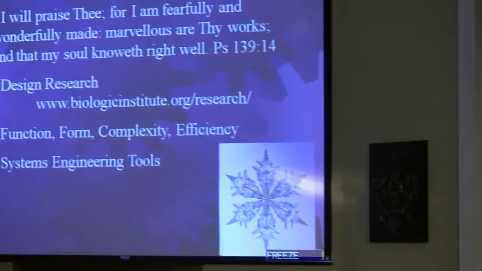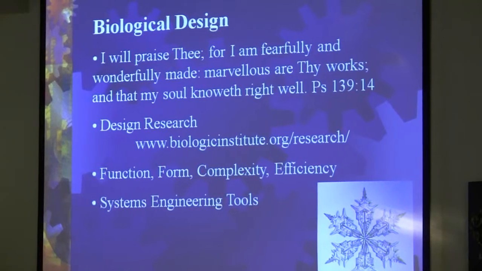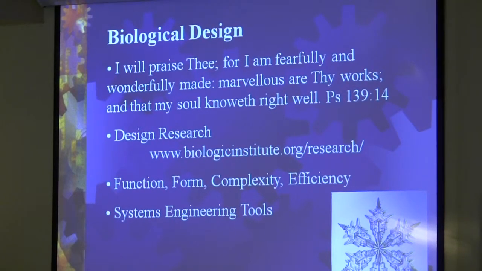These 4 areas: function, form, complexity, and efficiency. Now these are 4 great areas for systems engineering. If something has function, what does it do? Something has form, it's made for that function. It has complexity. It's not a paperclip. Even a paperclip has a little bit of complexity. And it has efficiency. We can measure that efficiency.